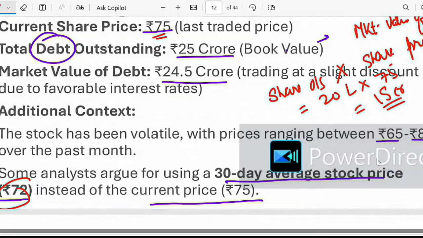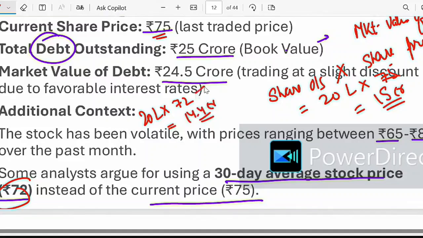Suppose I take share price rupees 72. Now tell me what will be the market value of equity then. If you are taking 75, it is coming 15 crore. Suppose instead of 75, I am taking 72. What will be the market value of equity? Very simple, 20 lakh multiplied by 72. So this will be approximately 14.4 crore, right?